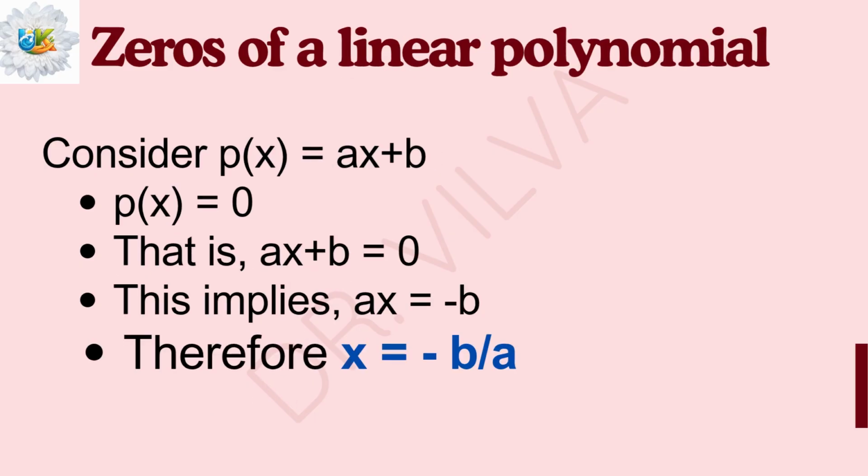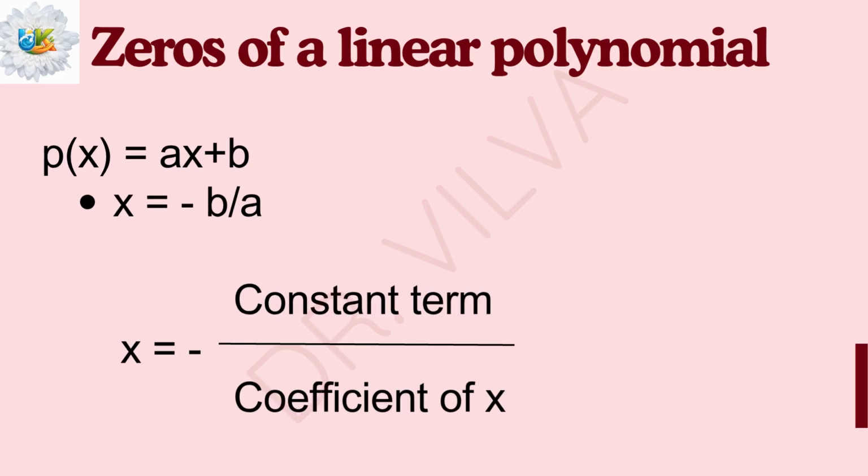For a linear polynomial ax plus b, just set it to 0. We will get x equal to minus b by a. That is negative constant term divided by coefficient of x. This is the general form.